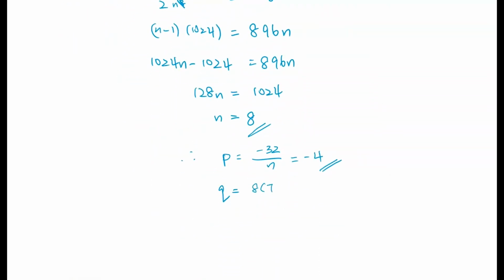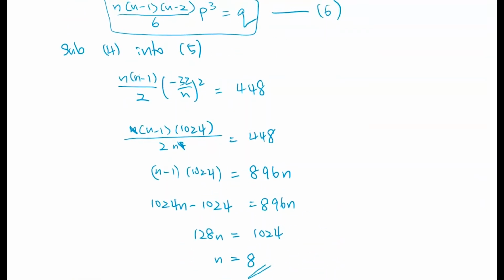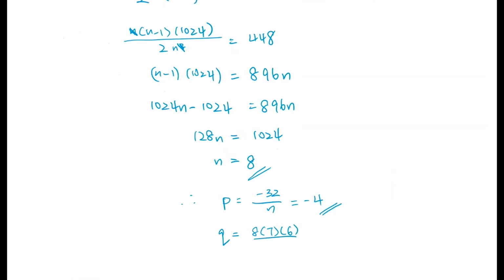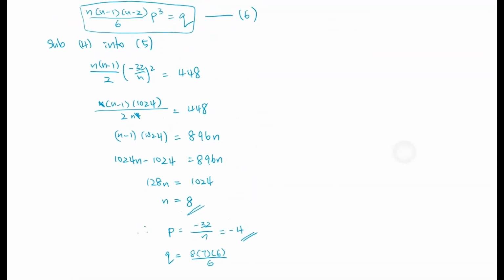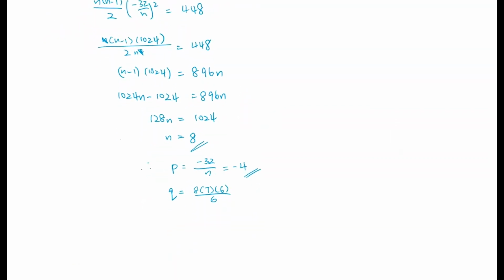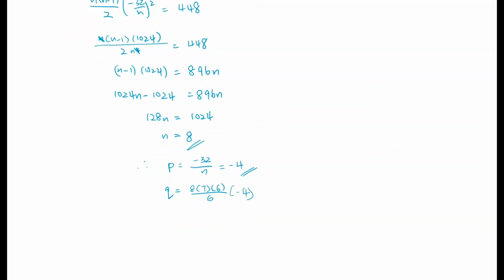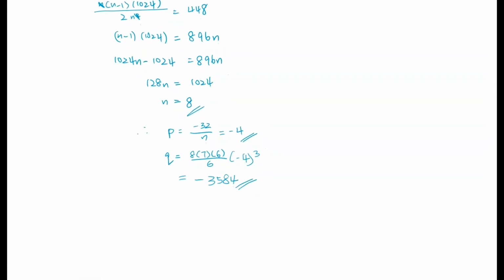So that is n times n minus 1 times n minus 2 over 6, times p cubed, which is negative 4 cubed. And that gives me negative 3584. That's my answer for example 1.